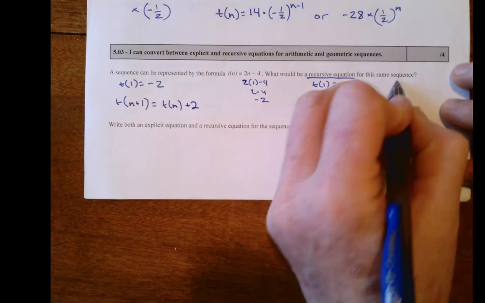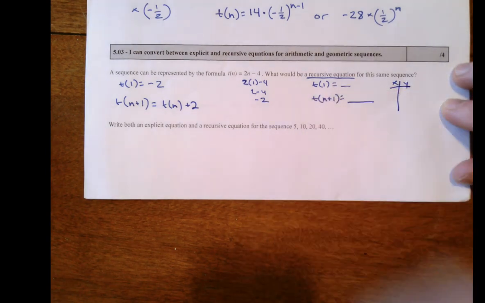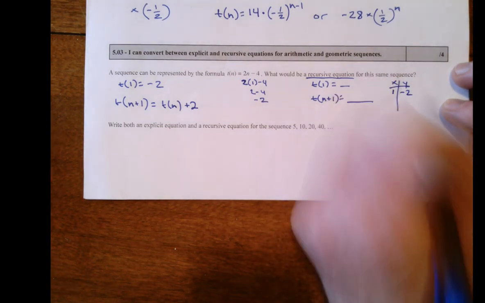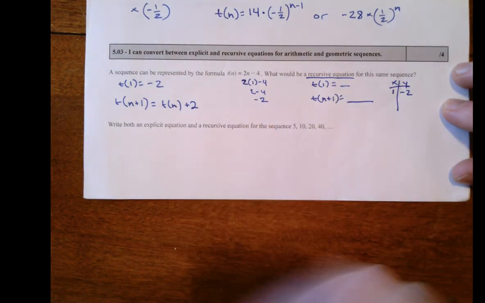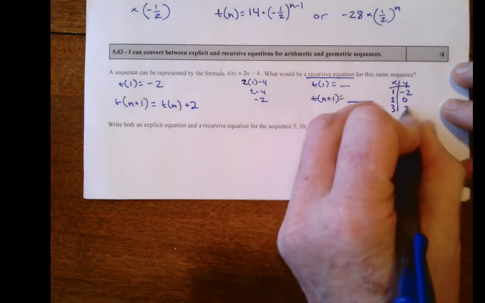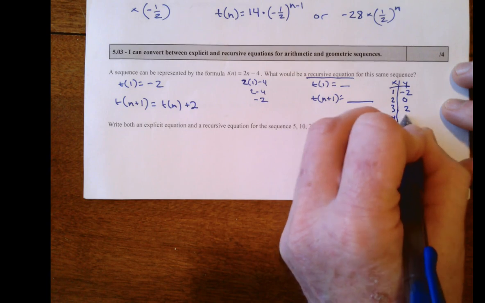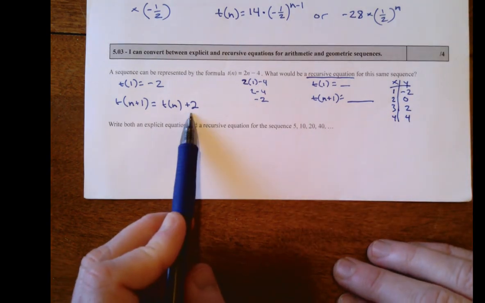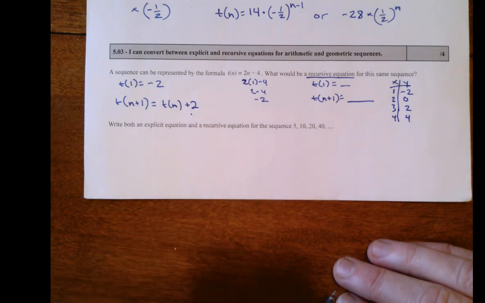Right? If you think about it, if you listed out what's happening, the first term we said was negative 2. The second term would be 0. The third term would be 2. The fourth term would be 4. Notice I'm just adding 2 each time. That's where this comes from. It's the growth rate. Okay.